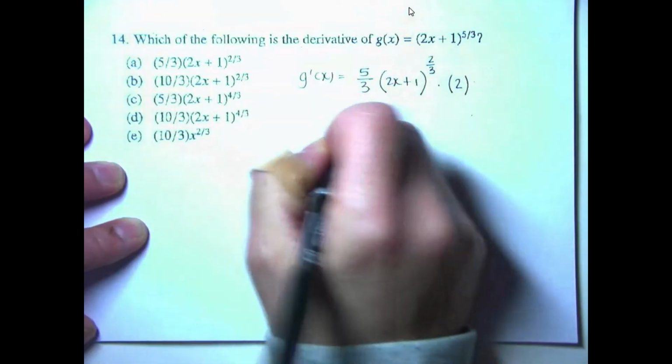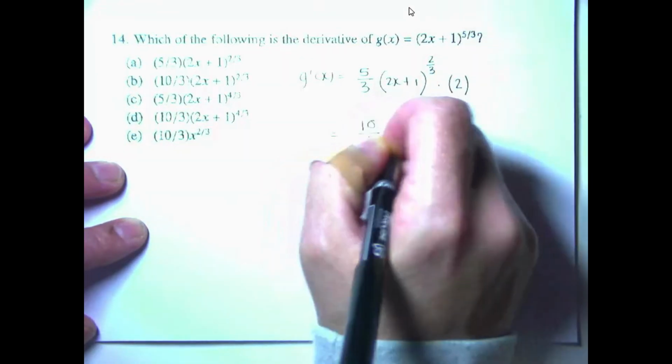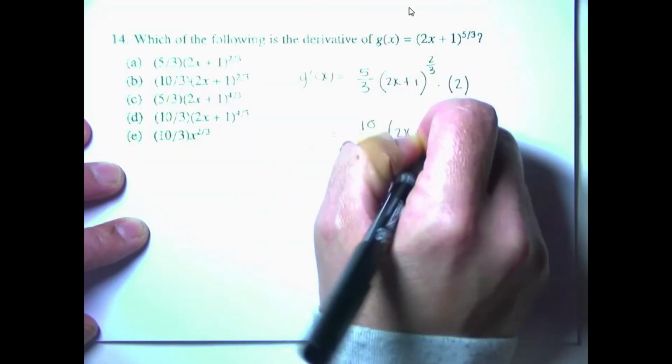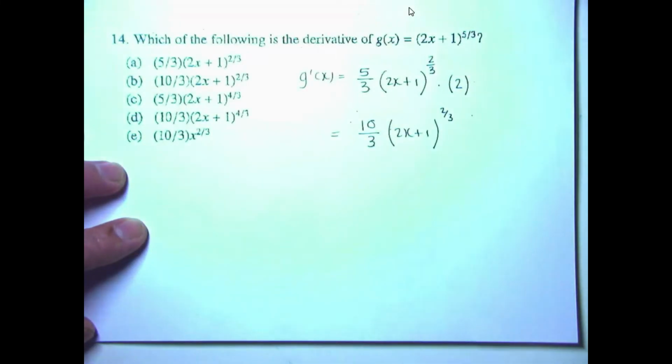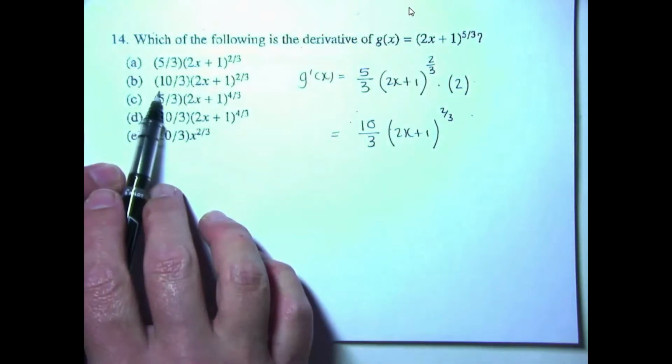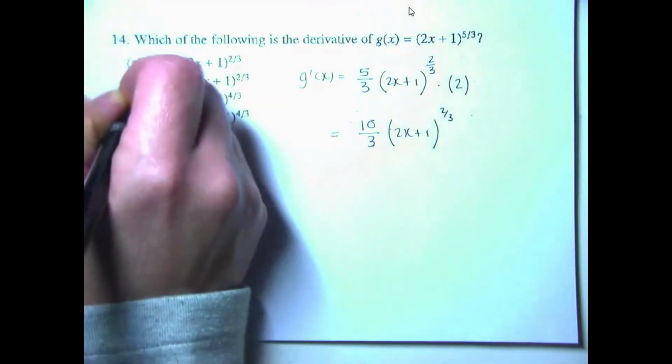So this, if we clean up, will be equal to, let's see, 10/3 times 2x plus 1 raised to the power 2/3. So the answer here is going to be, looks like B, right? 10/3, 2x plus 1 to the 2/3. Answer B.